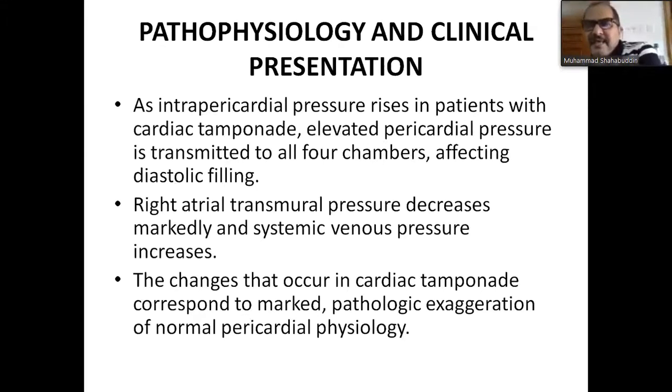But the beauty lies here that it surprisingly spares the lungs. We will find the findings of congestive heart failure without the involvement of the lung. This gives the clue that there may be constrictive pericarditis, especially in the latter and chronic state. But in the case of an acute state, that is cardiac tamponade, there may be elevation of the venous pressures. The changes that occur in cardiac tamponade correspond to a marked pathological exacerbation of the normal pericardial physiology.